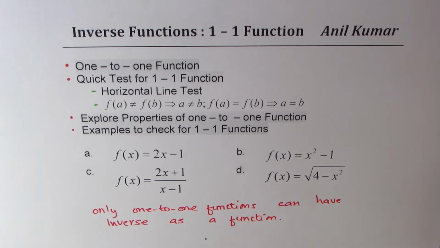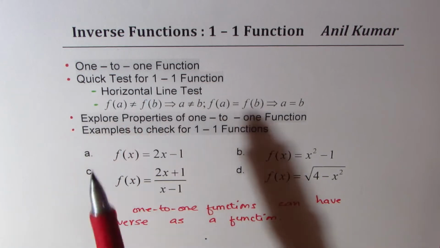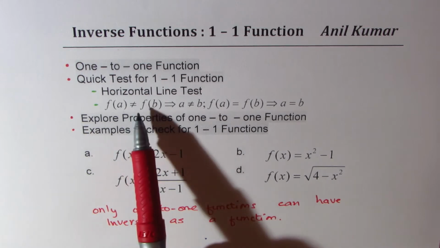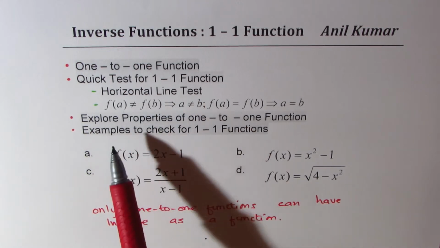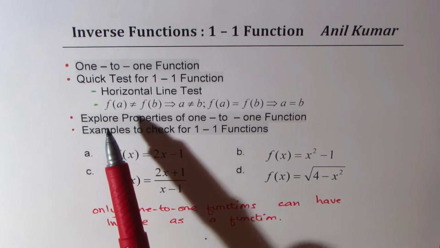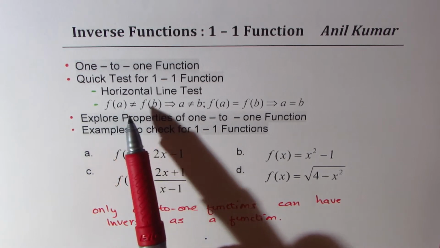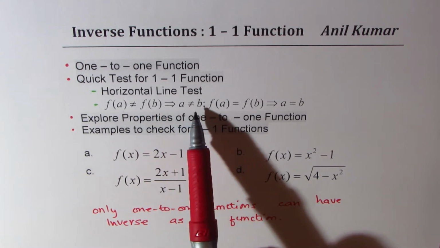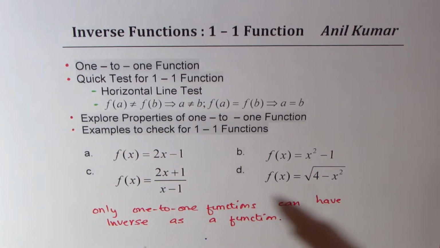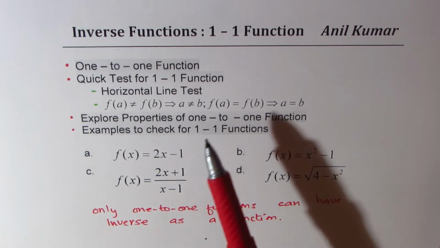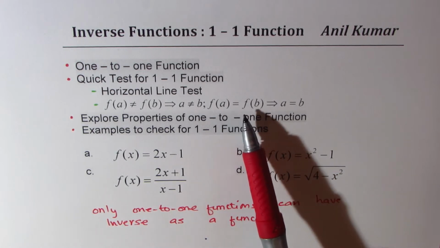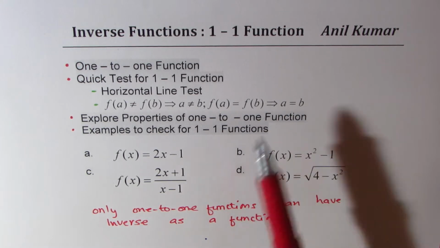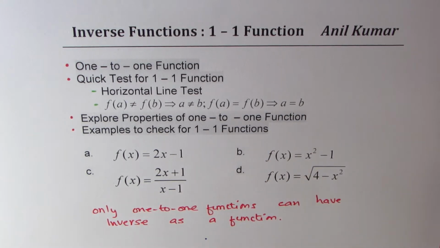So we'll cover up these topics. What are one-to-one functions? Quick test for one-to-one function. There are basically two tests. One is called horizontal line test. The other one is that the value of the function at A is not equal to value of function at B. It implies that A is not equal to B, which could also be said as value of function at A is equal to value of function at B. It implies that A equals B.